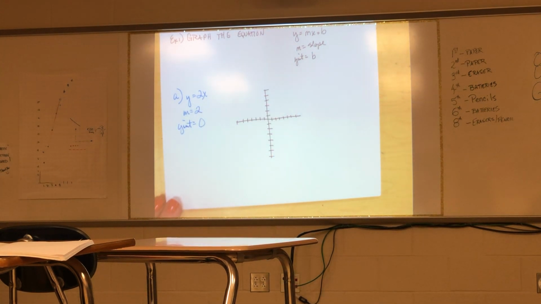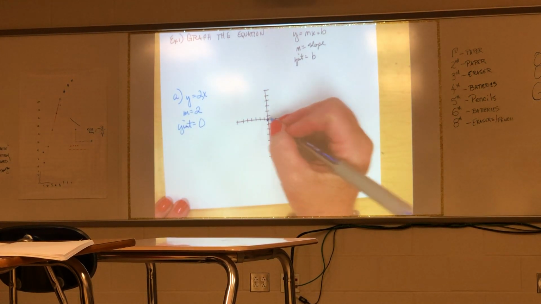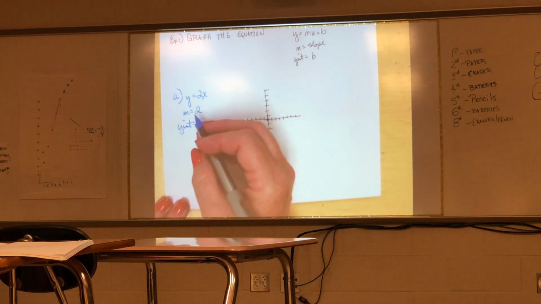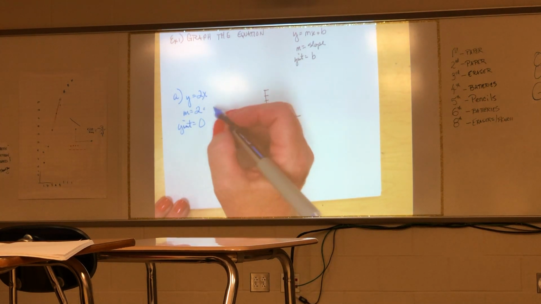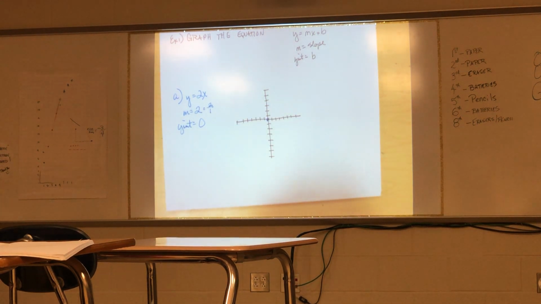Which one do I graph first? Your y-intercept. So I go to 0 and I make a big fat dot. My slope is 2. Some kids don't like it to be an integer. They want it to be a fraction because it is rise over run. I'm always going to run to the right. I'll go up and to the right if my slope is positive, and I'll go down and to the right if my slope is negative.